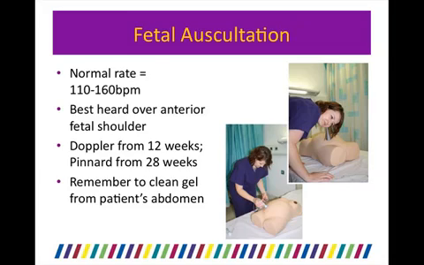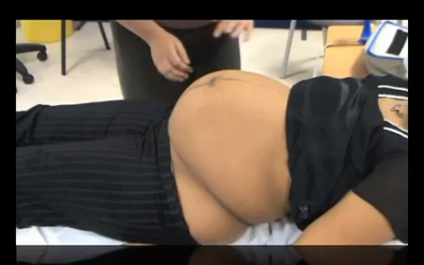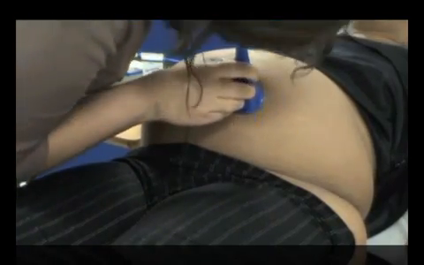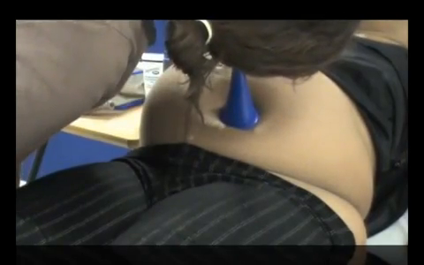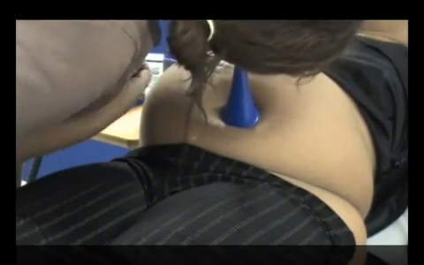place the trumpet end over the anterior fetal shoulder, put your ear to the other end. You must ensure that no part of your hands is touching the stethoscope, otherwise you will be unable to hear the fetal heart. You will need to time the fetal heart in beats per minute using a watch.